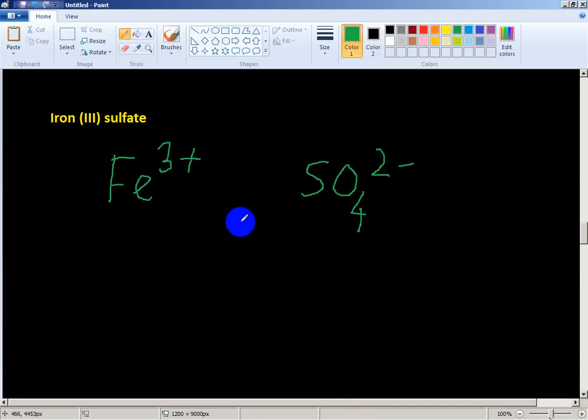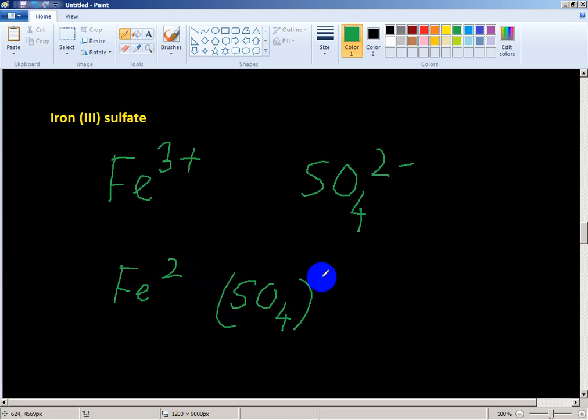We'll see the formula writing of iron 3 sulfate. Iron 3 sulfate, we will write the formula using the swap drop method. So at first we will swap. This 2 will come to iron, and this 3 will go to sulfate. You give this bracket here for the sulfate, because it is a group of atoms.